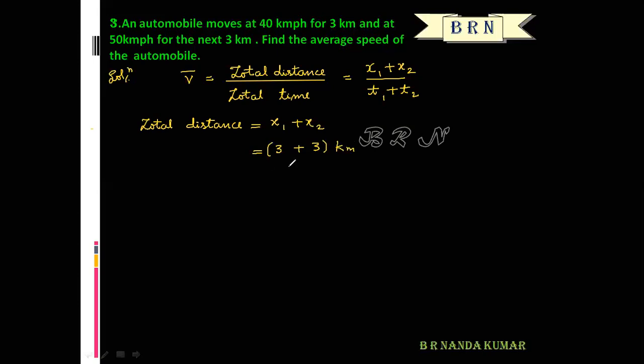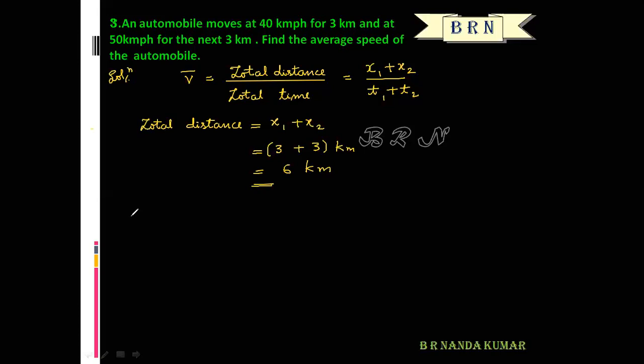So the total distance traveled by the automobile is 6 km. So this is a very simple calculation. After that, we have to find out the time taken by the automobile to travel the first 3 km. So here we have to calculate T1. Actually, the speed of the automobile for the first half of the journey is given, is it not?